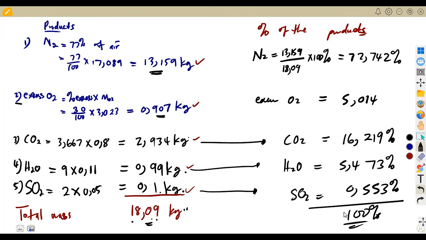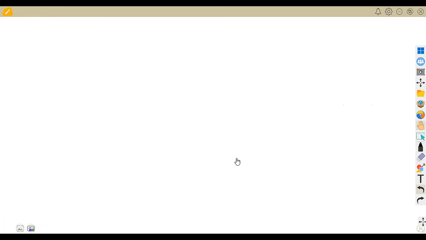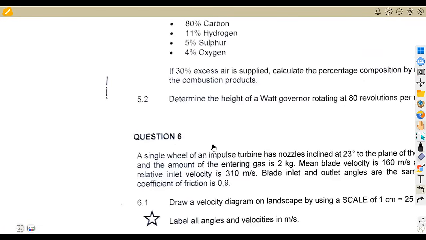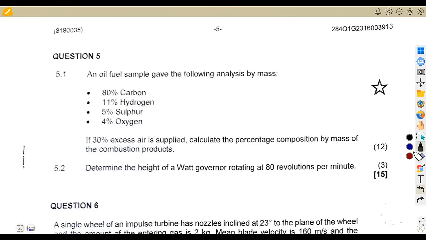All right, so add up everything. Your percentage is supposed to be at 100%. That is the whole idea of this section. This is how you are supposed to answer this type of question to calculate the percentages. So the question was on the percentages, and you are considering by mass in this case. All right, so that was 12 marks.